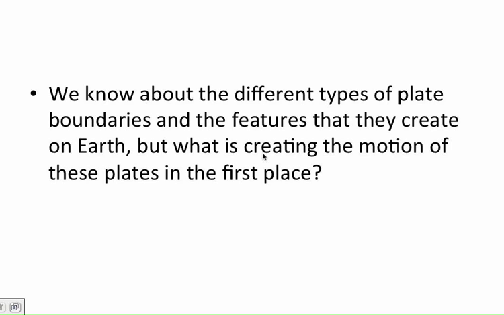So we've been talking about all the different types of plate boundaries, right? Convergent, divergent, and transform, and focusing on the features that each one has on Earth to tell us what's going on inside the Earth. But we haven't totally discussed how this is happening in the first place. What's going on inside the Earth to make us see these features on top and to allow the crust to move in such ways?